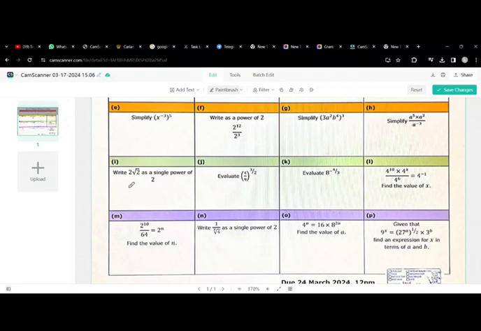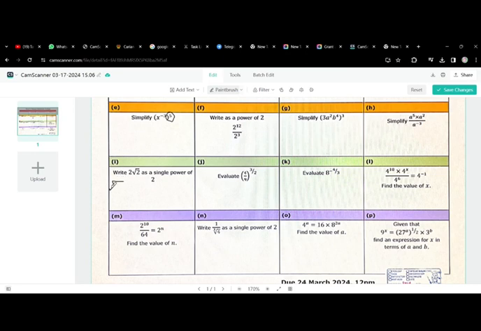Hello, I'm Tian Hui, and I'm going to be doing question I to P. So write 2 square root 2 as a single power of 2. So basically, power is this right here. This is called a power. And we want it in power of 2, so let's get started.